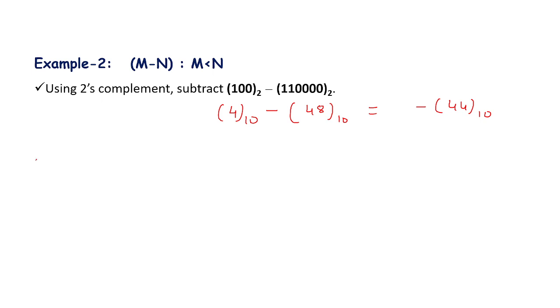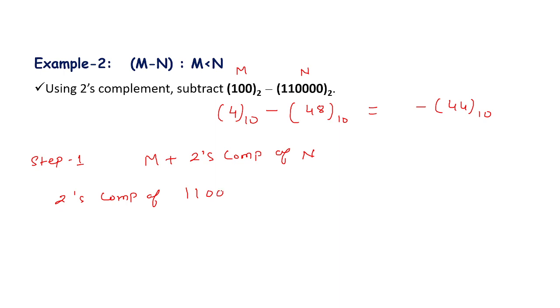So what is the procedure? Step 1 is always the same, that is m plus 2's complement of n. This is m, this is n. So 2's complement of 110000 is equal to 010000. For better detail about the 2's complement, you can go to my other video. That link is also given with this video as a card. So this is the 2's complement of 110000.